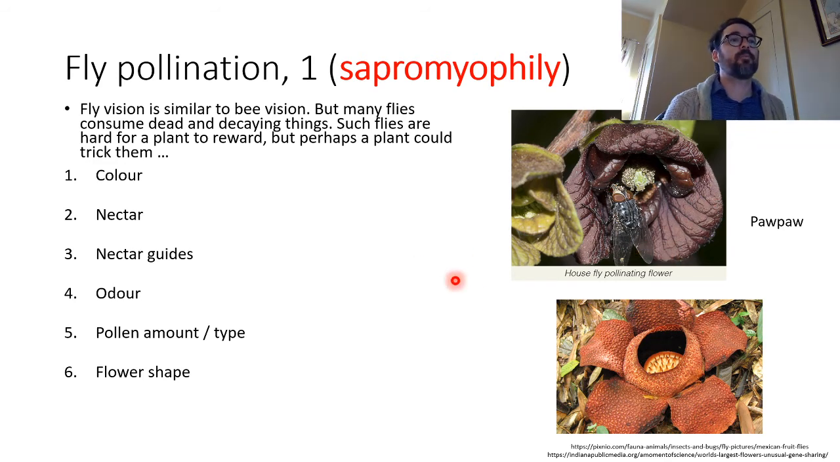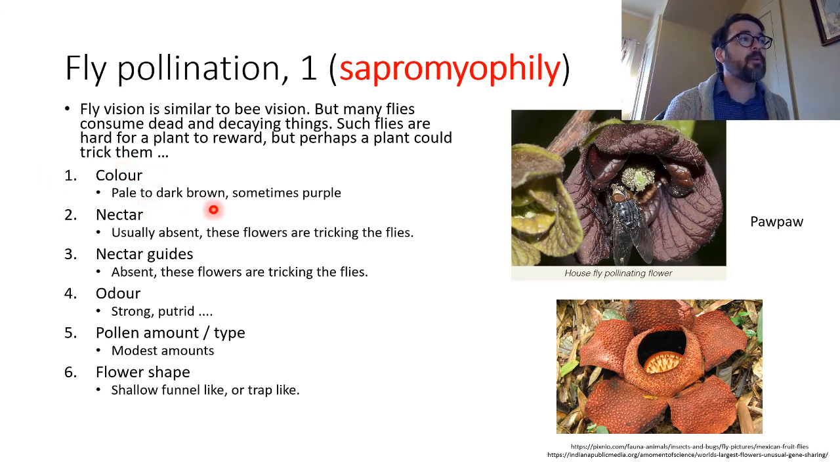So you can imagine, what do you do to attract a fly that's looking for dead bodies? Well, you probably want to be colored like decaying meat, so they're usually brown or black. Usually there's no reason to have nectar. These flowers are actually trying to trick the flies. Again, no nectar guides, you're tricking the flies.